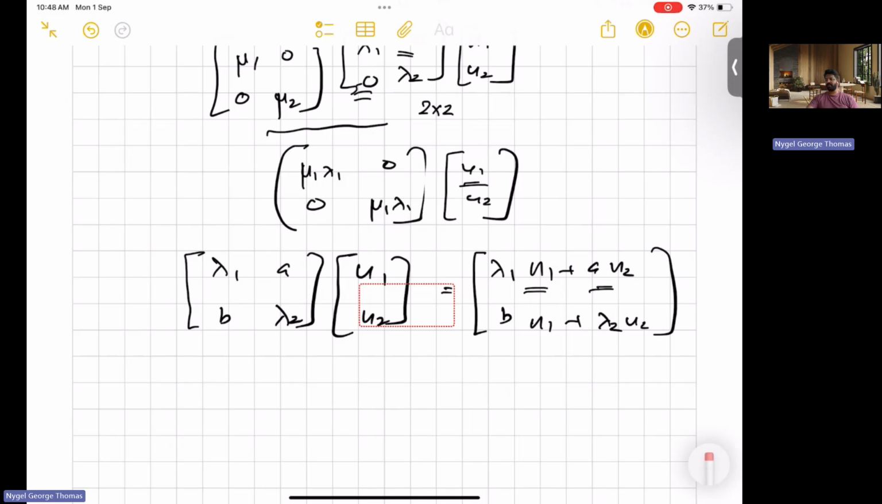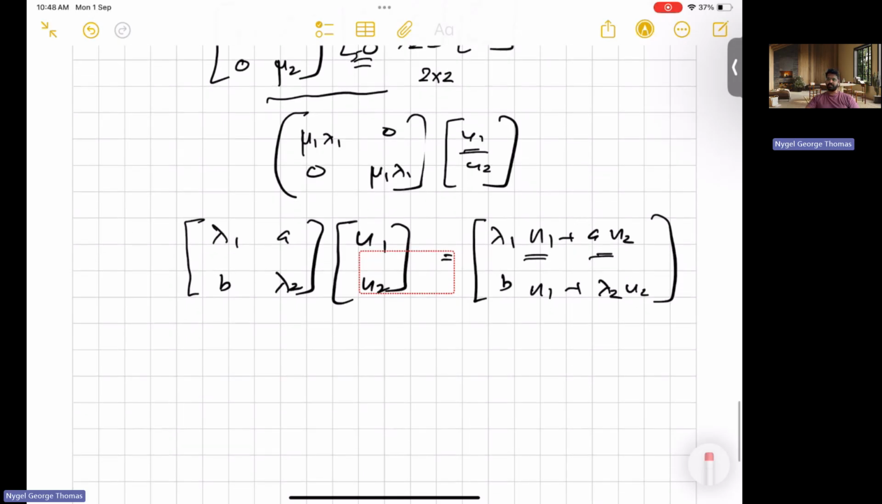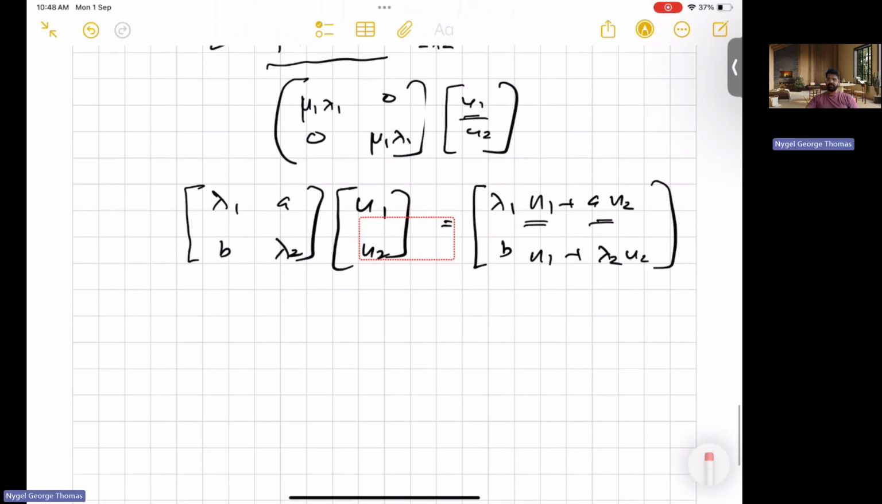So matrix multiplication can also be viewed as a linear transform composition. This is also another way of looking at matrix multiplication.